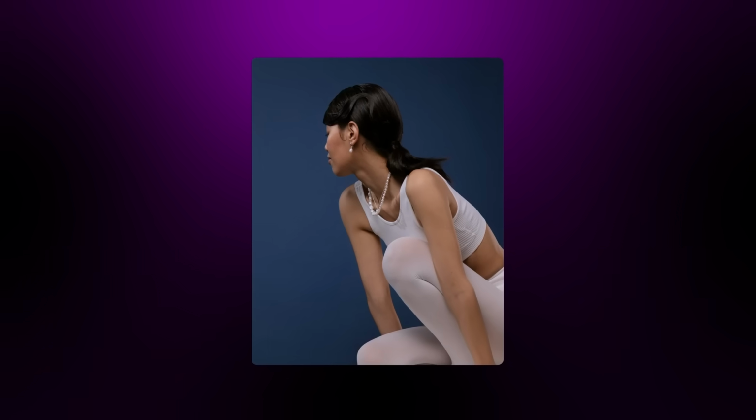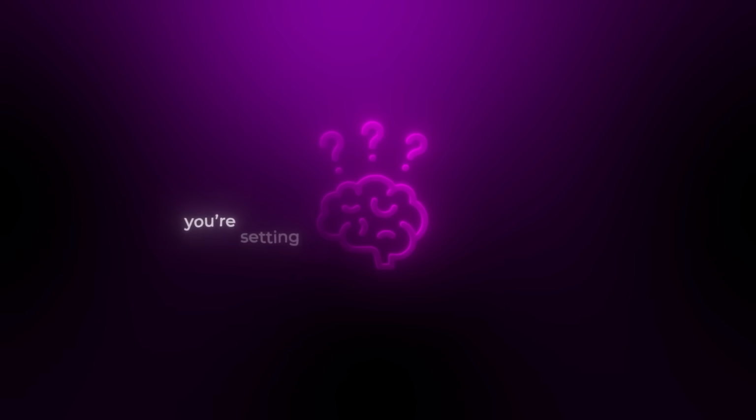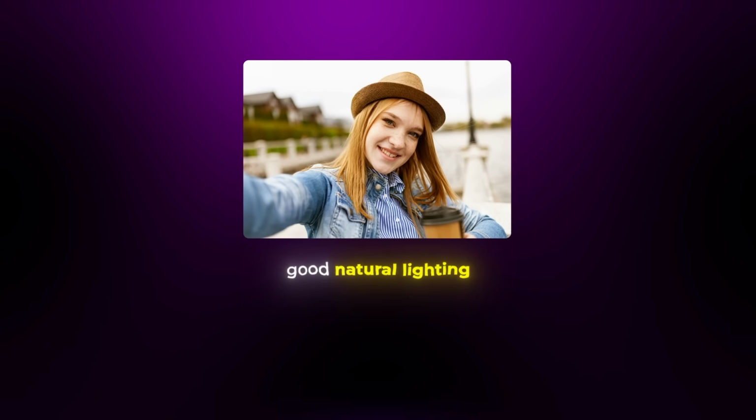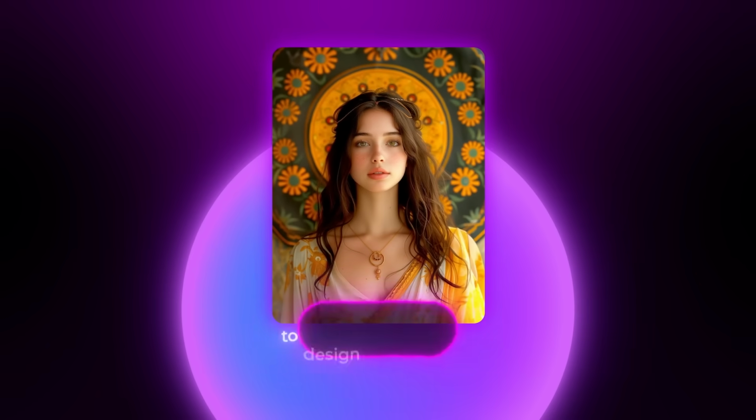If you're feeding the AI blurry screenshots, weird angles, or photos with bad lighting, you're setting yourself up for disappointment. The AI needs clear, front-facing, well-lit references to actually understand what your character is supposed to look like. Think about polished selfies with good natural lighting, or clean renders if you're using AI to design from scratch. Remember that good input equals good output, period.